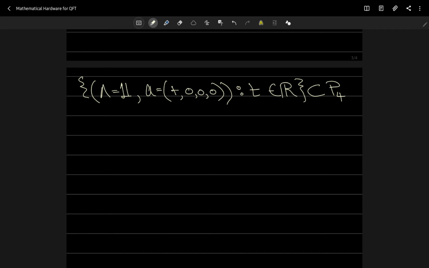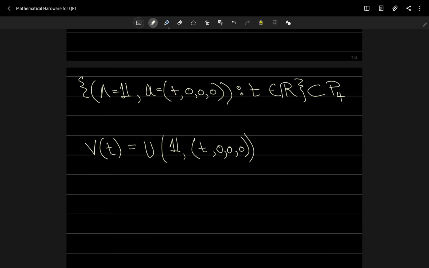And over here, we are going to let U be a unitary representation of P4. And if we do that, then we have some V of T, which would be equal to U of identity and this time translation. So I would have T 0, 0, 0.